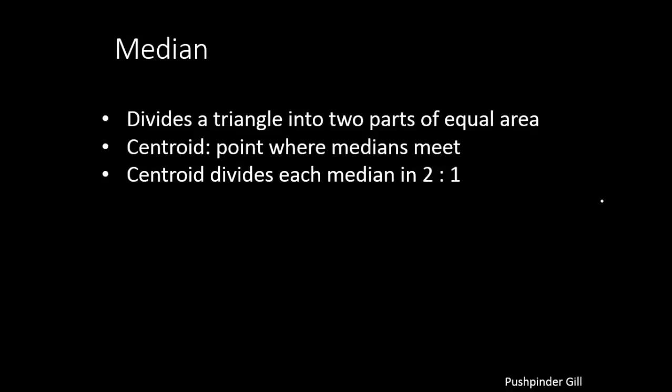Now, a few points which are very, very important in median: a median is the line drawn from one of the vertices which divides the opposite side into two equal parts. Actually, it divides the triangle into two equal areas as well. The area of this triangle will always be equal to the area of this triangle.